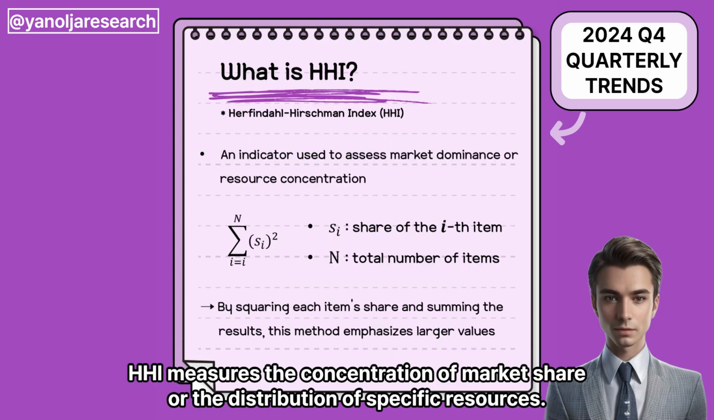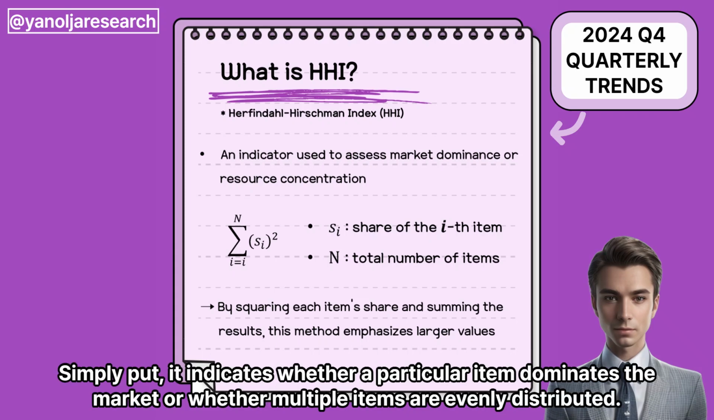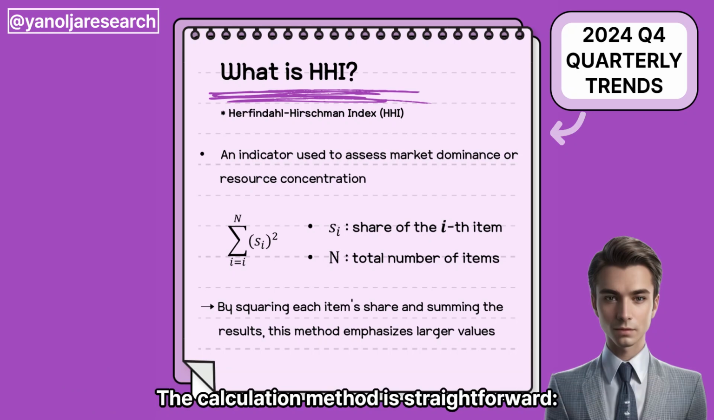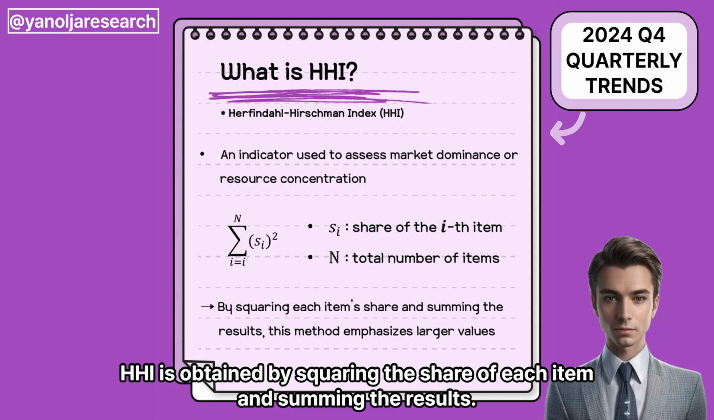HHI measures the concentration of market share or the distribution of specific resources. Simply put, it indicates whether a particular item dominates the market or whether multiple items are evenly distributed. The calculation method is straightforward. HHI is obtained by squaring the share of each item and summing the results.